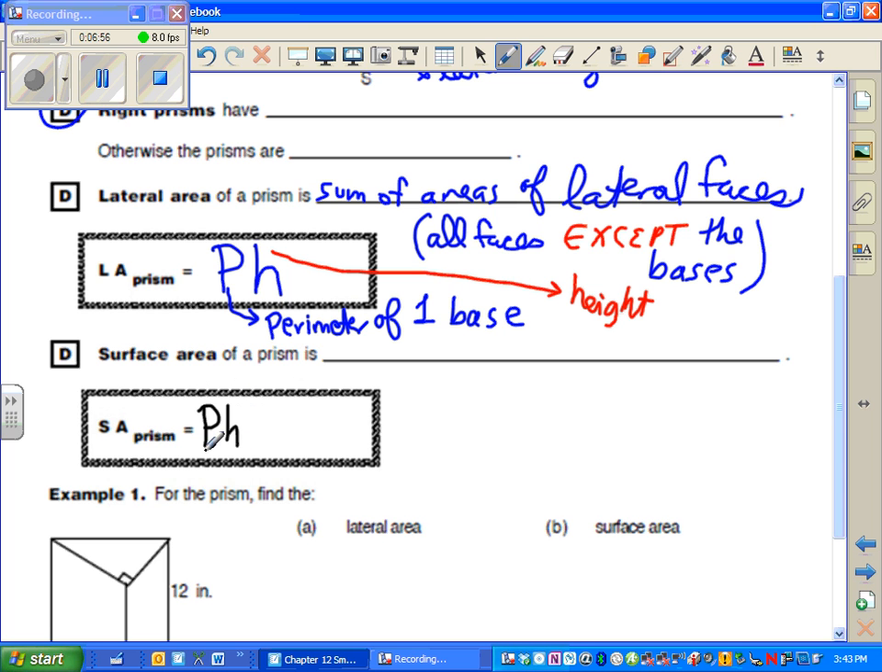I want the area of everything around the sides, which is perimeter times the height, plus I want the area of the bases. Well, capital B stands for the area of one base, but how many bases are in a prism? Good job, Lily. There are two. So this is going to be PH plus 2B, and the B stands for the area of one base.